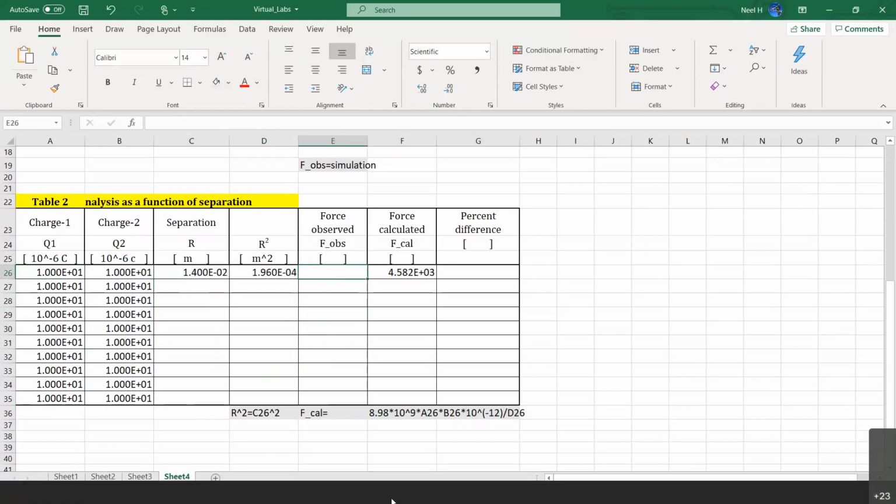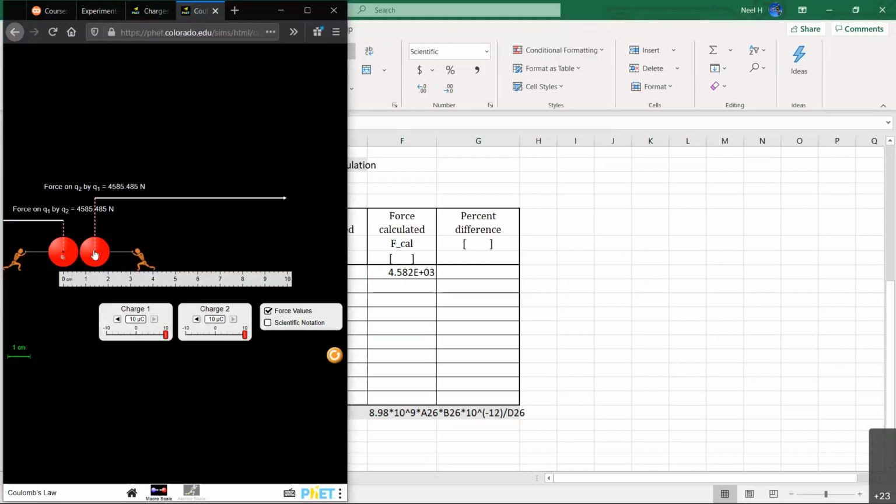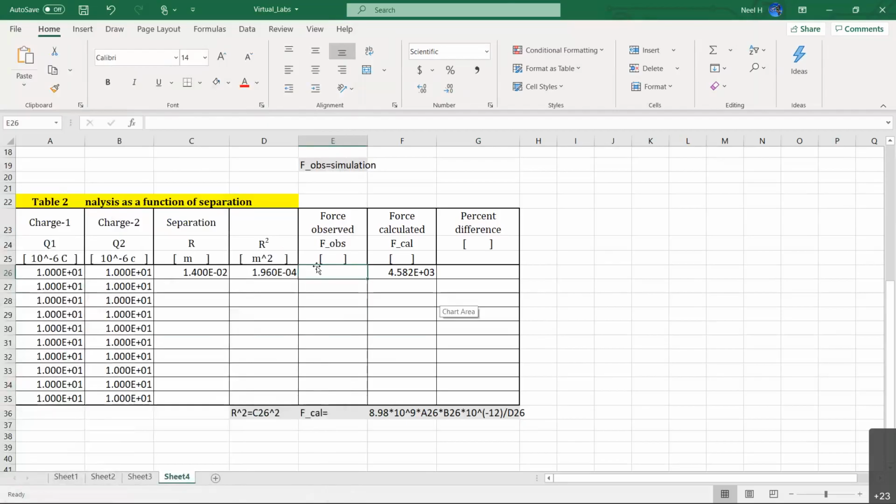Let us go back to the simulation and observe the force right now. Charges should be fixed at positive 10, positive 10. Separation 1.4 centimeters. Force right now is 4585.48 Newton. And then force calculated, you know how to do that with the function just below here.